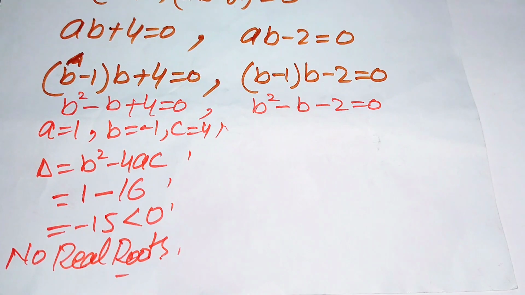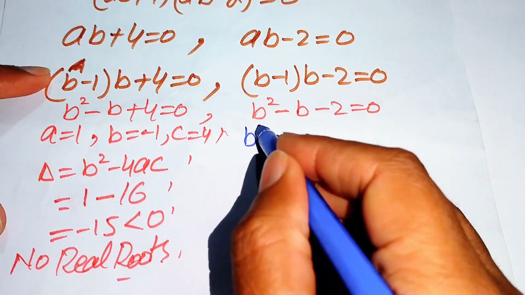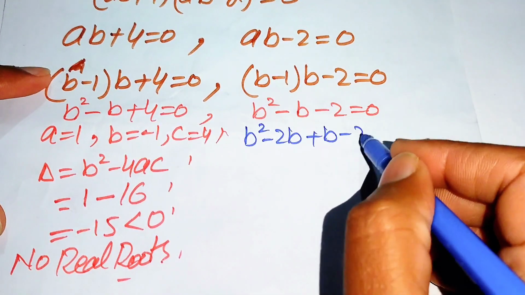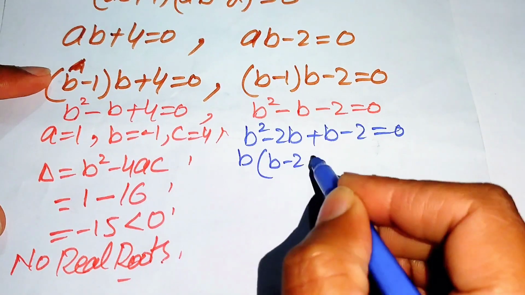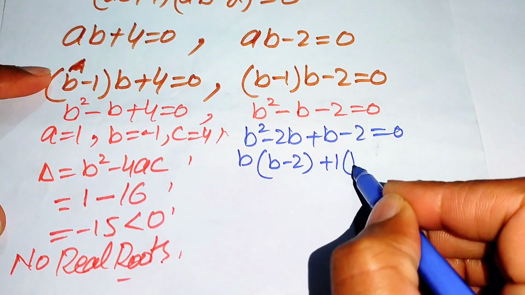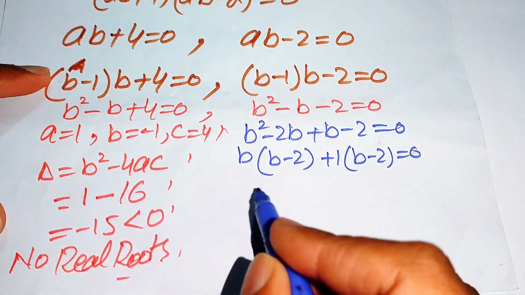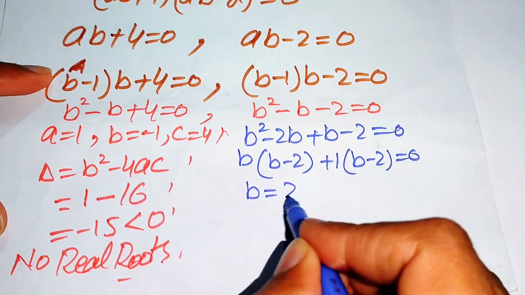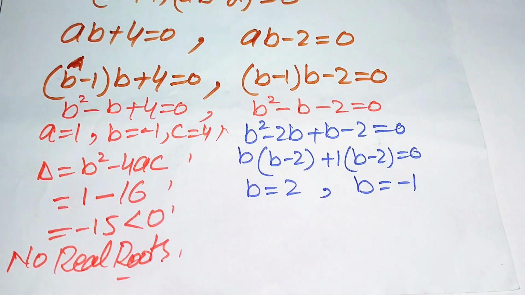And in this case we factorize this quadratic equation, and the factors are b square minus 2b plus b minus 2 equals 0, and we take common b, we get b minus 2, and we take common plus 1 and we get b minus 2 equals 0. So here we obtain two values of b. The first value is b equals 2, and the second value is b equals minus 1.